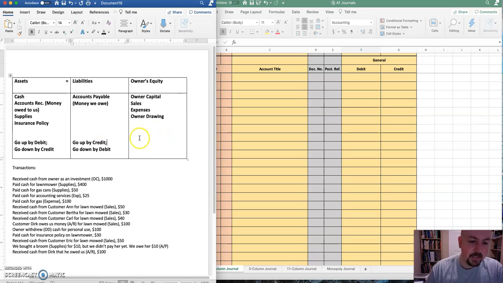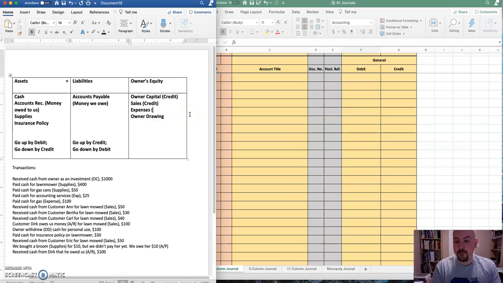So it gets a little bit interesting over here under owner's equity, right? I'm going to make a little bit different notation here. Owner capital increases this side of the equation, so it goes up by credit, down by debit. So I can put a credit there. Sales increases owner's equity, therefore it would increase this side of the equal sign in this equation up here. Sales goes up by credit.